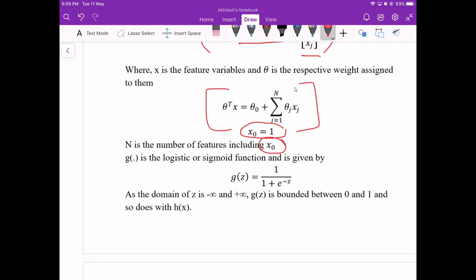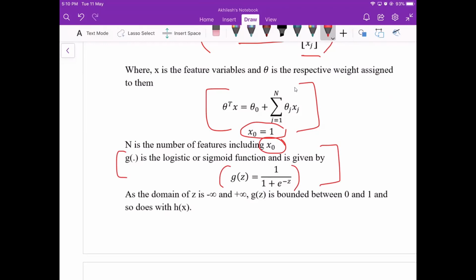As we have already said, you can define one more variable. Actually, we will need it in such a fashion for the derivation. So let's have a g function. G is the logistic or sigmoid function. This function is called the sigmoid function or logistic function, and is given by g of z is equal to 1 upon 1 plus e to the power minus z.